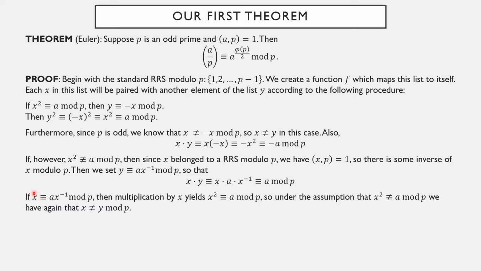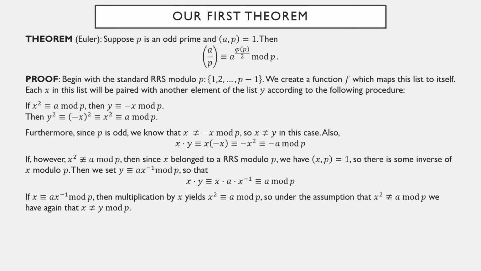Also, let's suppose x and y are equivalent. If I multiply both sides by x, over here I'll get x squared, and here the x and x inverse cancel, leaving behind just a. However, we assumed x squared wasn't equivalent to a. So therefore, this can't happen. X can't be equivalent to y.